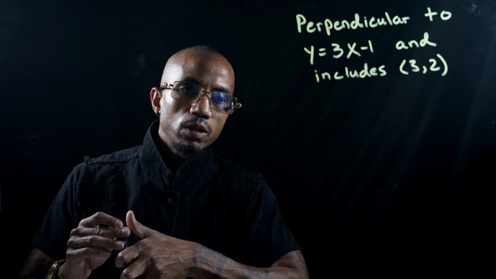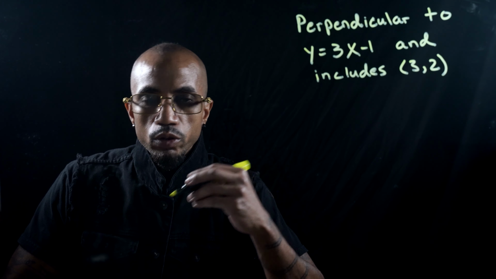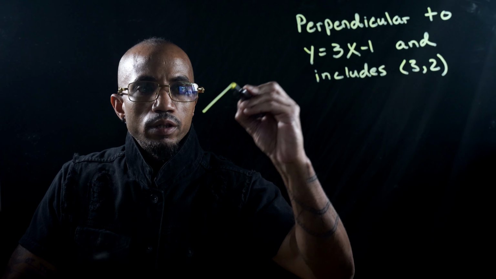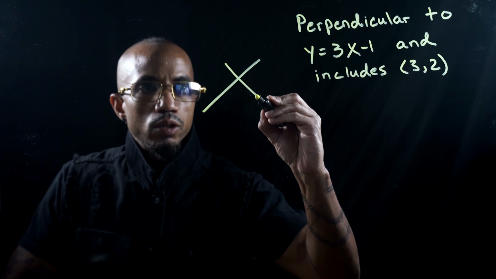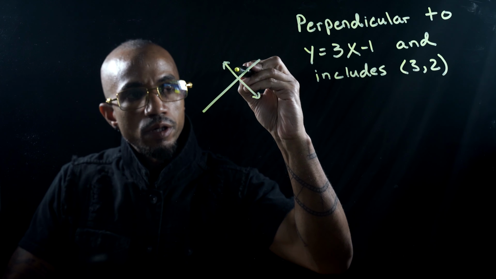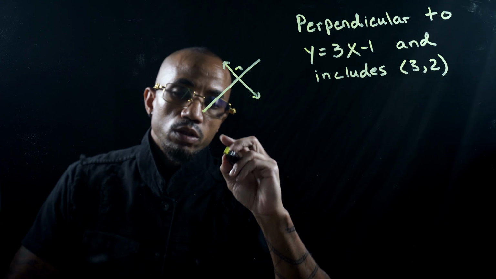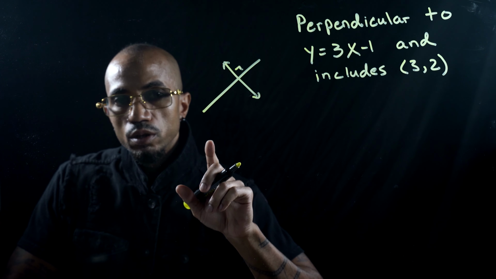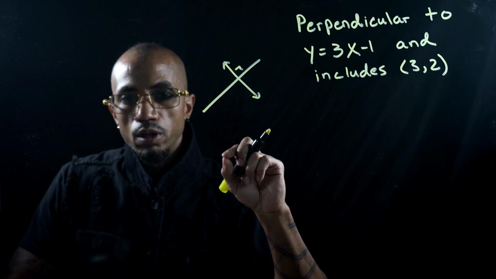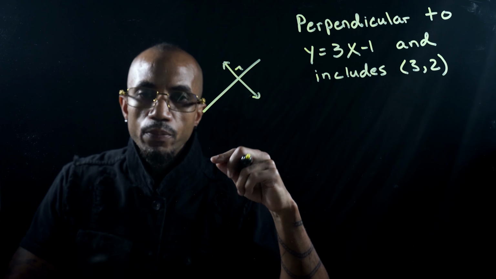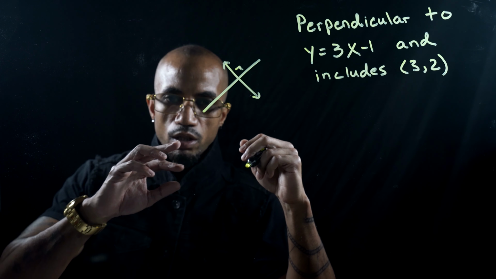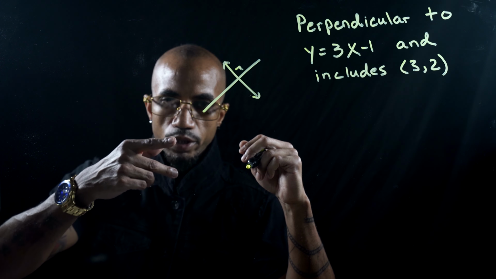Okay, now let's talk about perpendicular lines. Previously we talked about parallel lines. Perpendicular lines are different. When two lines are perpendicular, when they intersect, they form a 90-degree angle, a right angle. So clearly the slopes are not the same. Unlike parallel lines, where they have the exact same slope, perpendicular lines have an opposite reciprocal slope. Okay, so what this means is that you have to take the fraction, flip it upside down, and change the sign.